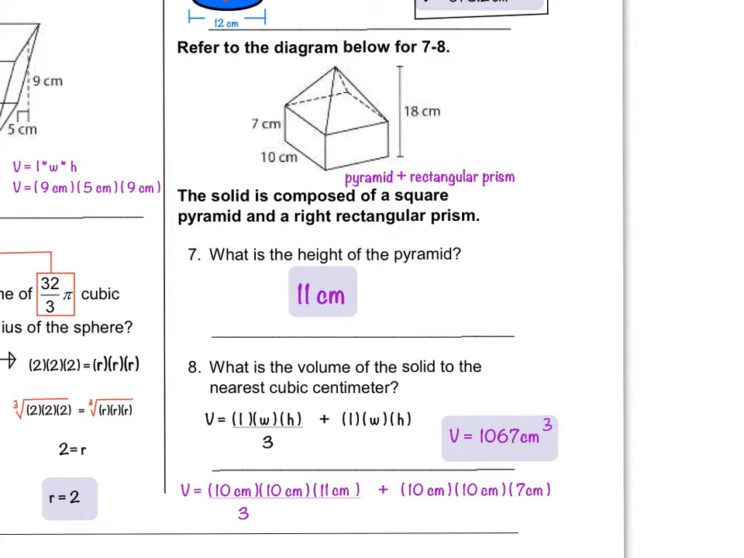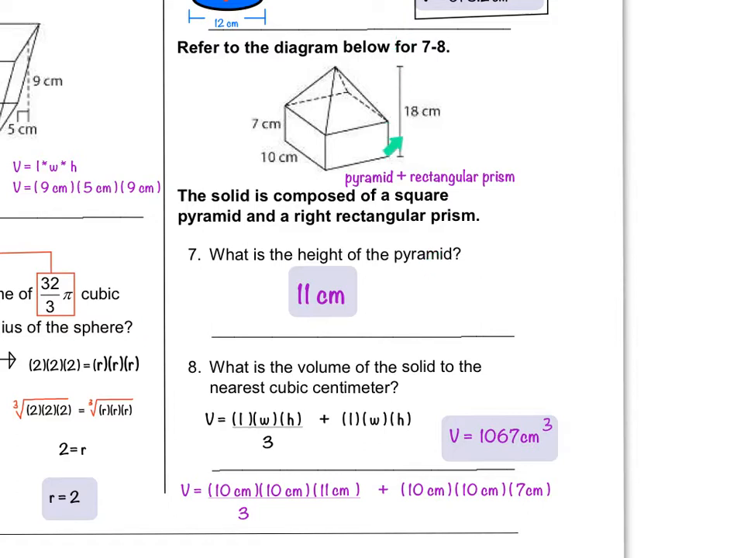composite figure here, which is a pyramid and a rectangular prism. They told us that the rectangular prism at the bottom is a square here. So that means that this length is 10 and so is this length 10, even though it's not marked. So first of all, they want us to find the height of the pyramid.